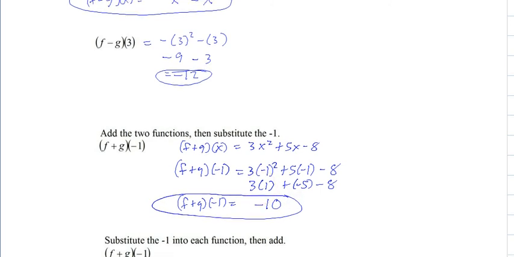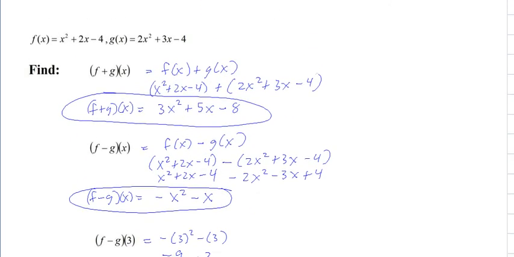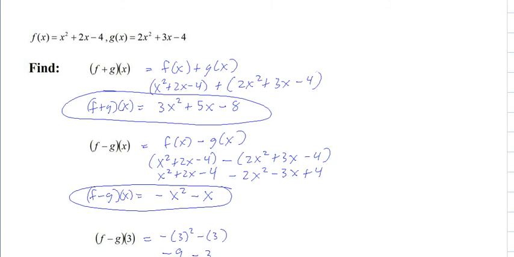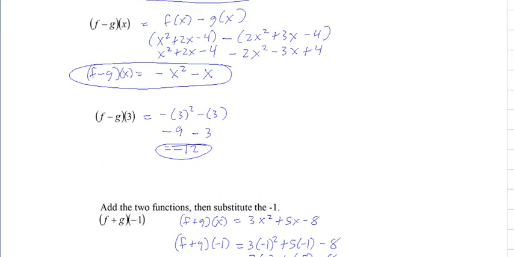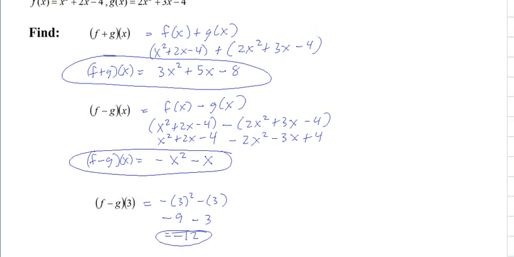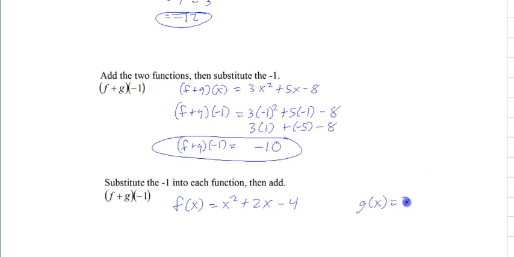Now let's just see what happens if we substitute it first. So we're going to do the f of x and the g of x. So f of x equals x squared plus 2x minus 4. And g of x equals 2x squared plus 3x minus 4. Okay, and so now we're going to plug in the negative 1 first, and then we'll subtract them.